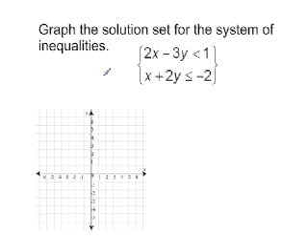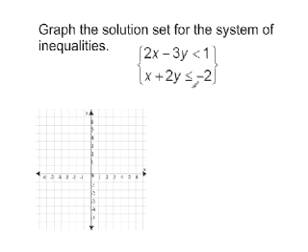Graph the solution set for the system of inequalities. We are given 2x minus 3y is less than 1, and also x plus 2y is less than or equal to negative 2. So the strategy here will be to graph both of these inequalities on the same coordinate plane, and where these two inequalities overlap, that area will be the solution set for our system of inequalities.